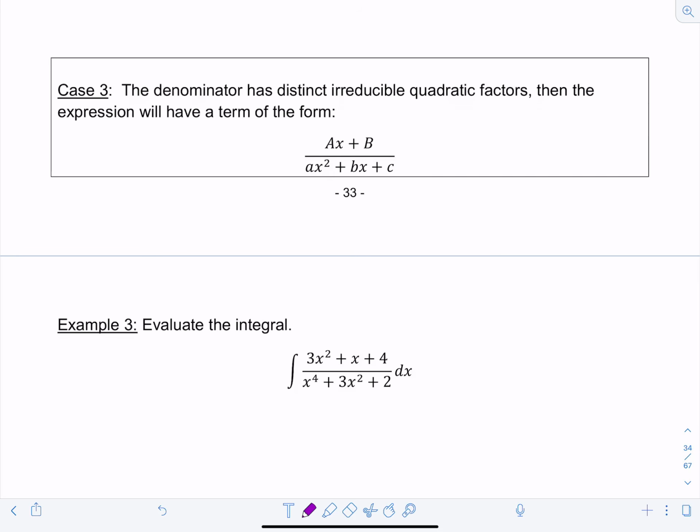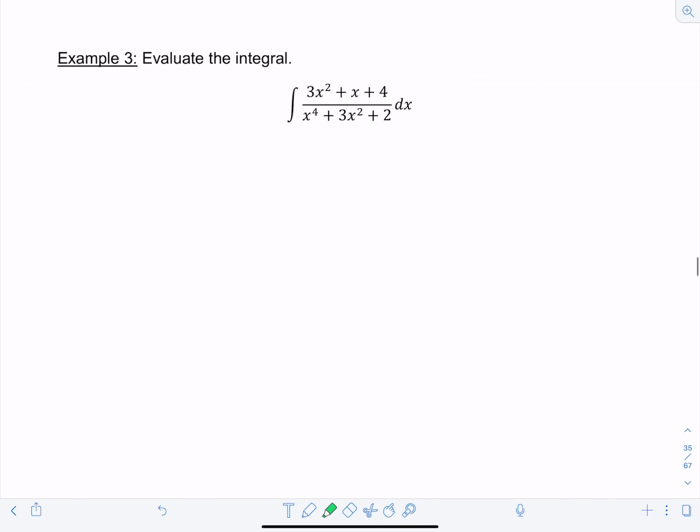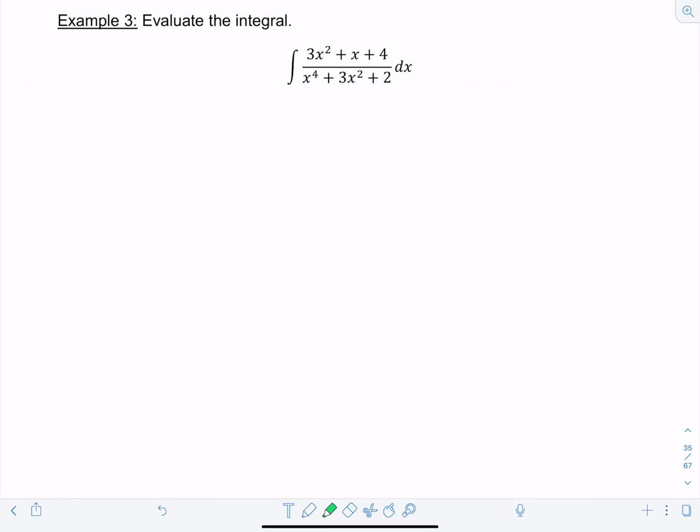The denominator has distinct irreducible quadratic factors. Then the expression will have a term of the form (ax plus b) over (ax squared plus bx plus c). I'll show you exactly what I mean by that in the next example. So we're going to evaluate the following integral, 3x squared plus x plus 4 over x to the 4th plus 3x squared plus 2. So let's dive right in.